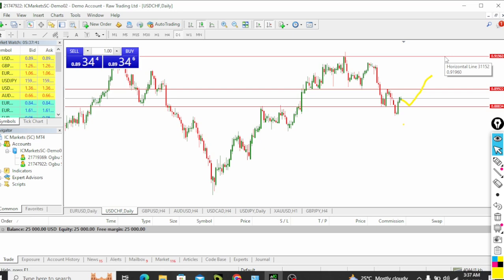But we don't want to take chances. We always want to play the winning game. So that is where we belong. We'll be looking for a pullback, then continuation of our trade to the upside.